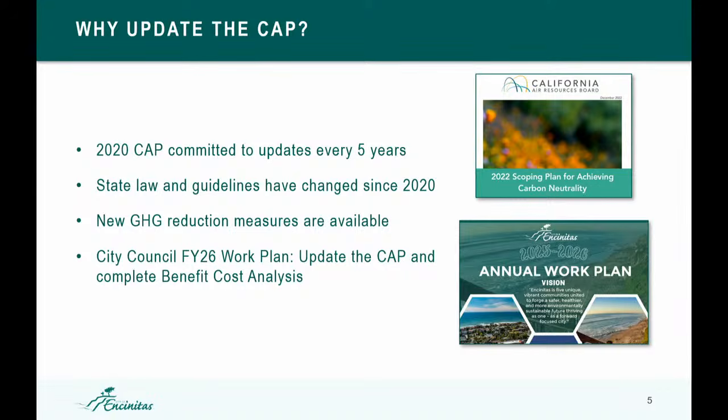There's also new greenhouse gas reduction measures that can become available within a 5-year time frame. Those are things like new technology, new innovations that can help drive down emissions, like better technology in vehicles, better technology in appliances that help reduce emissions. And then lastly, in the city council's FY26 work plan, there was also a project to update the climate action plan and complete a benefit cost analysis in association with the CAP. So that is why we're here tonight.